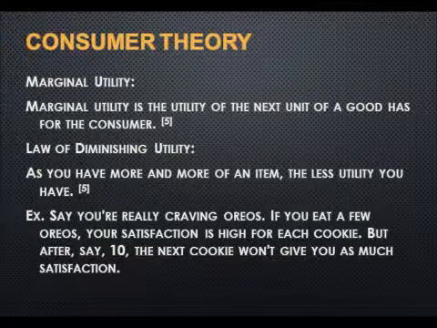Marginal utility is defined as the utility that the next unit of a good provides to the customer. The law of diminishing utility says that as you have more and more of an item, you get less utility from it. So, for example, if you're really craving Oreos, if you eat a few Oreos, your satisfaction is high for each cookie. But after 10 or more Oreos, the next cookie won't give you as much satisfaction.